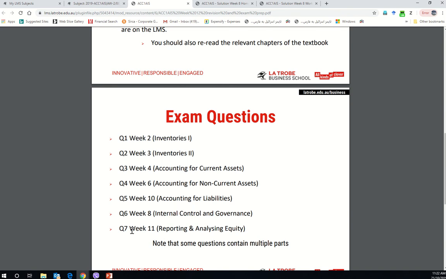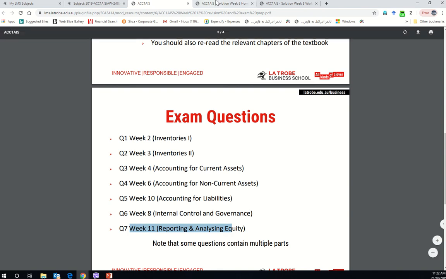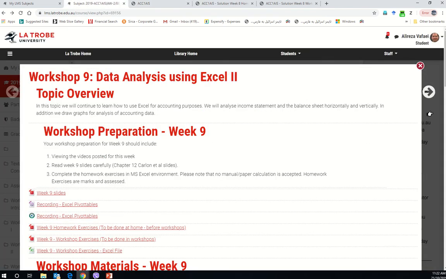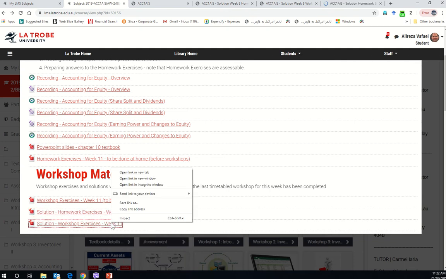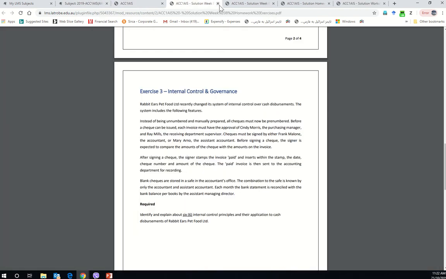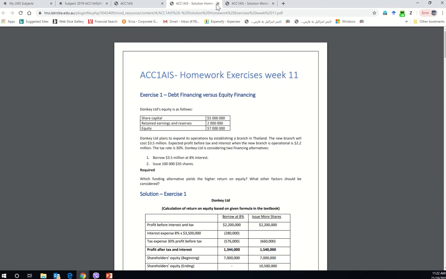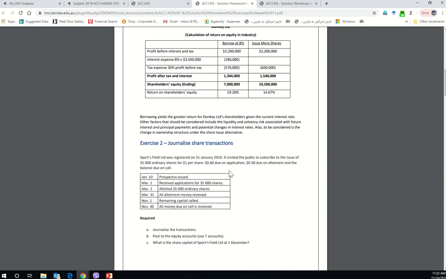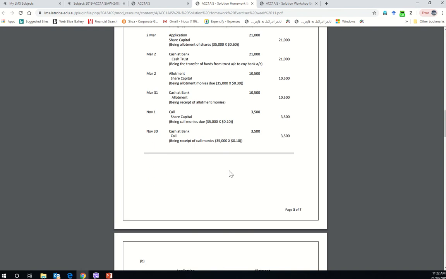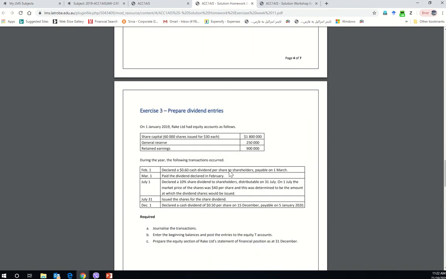So internal control and governance. Then week 11, reporting and analyzing equity. So for week 11, again, we covered how many issues here? We covered 3 main issues here. One was debt financing versus equity financing. One was generalizing share transactions, and the other one was preparing dividend entries. So again, here I prepare each topic equally, and I allocate enough time to each topic.